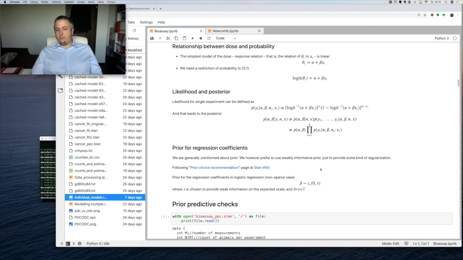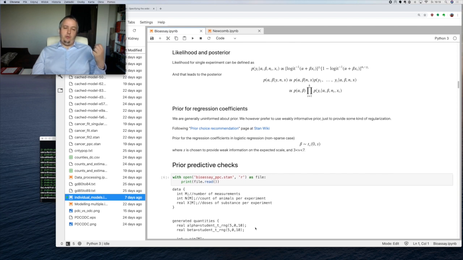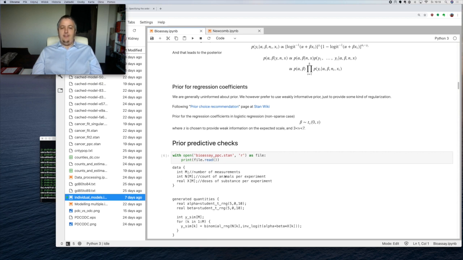So let's get our model for prior predictive checks. We have our model that will need the number of measurements, so how many trials we will perform, then the number of counts of animals per experiment. In our data we have 5 per experiment, but it could vary in different situations.